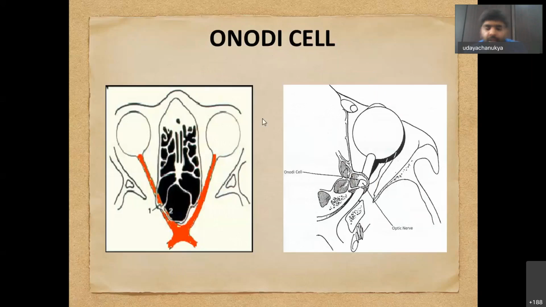The next anatomical variation is an Onodi cell. An Onodi cell is the lateral and posterior extension of the posterior group of ethmoidal air cells. Remember, lateral and posterior. Lateral and posterior to the ethmoidal air cells is the optic nerve. So the Onodi cell most commonly pneumatizes onto the optic nerve. Remember both of these: lateral and posterior, pneumatizes onto the optic nerve.